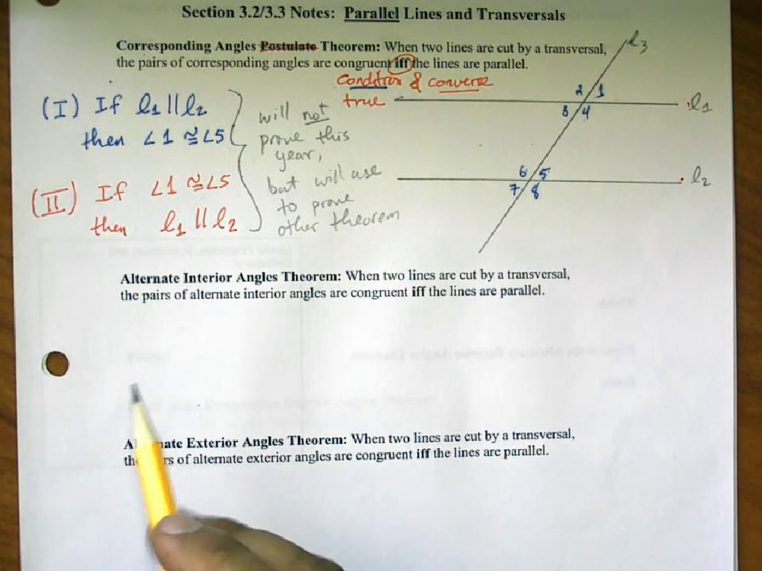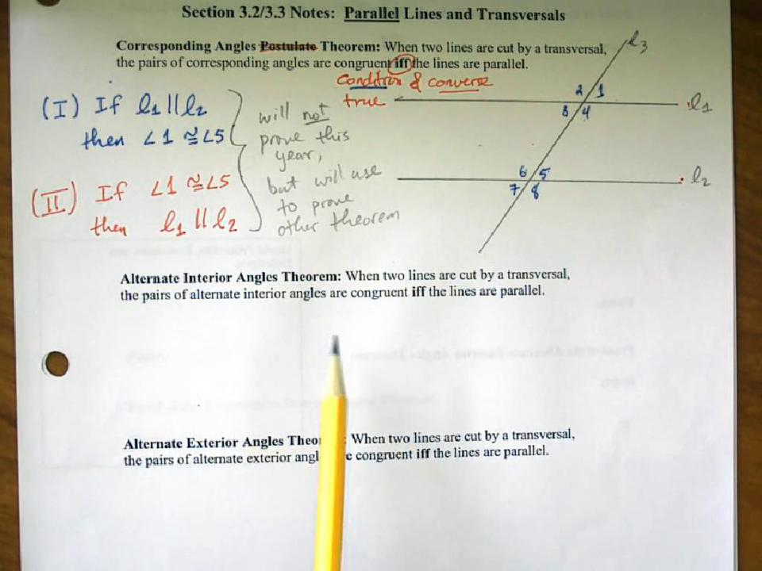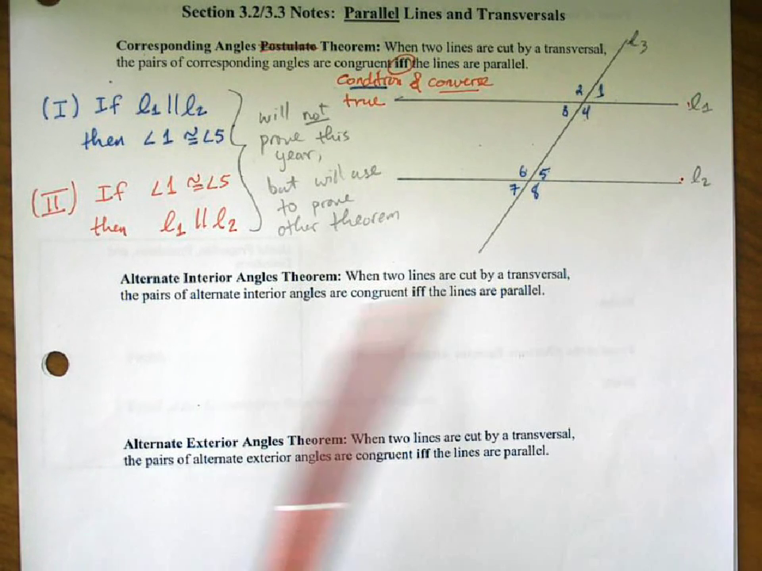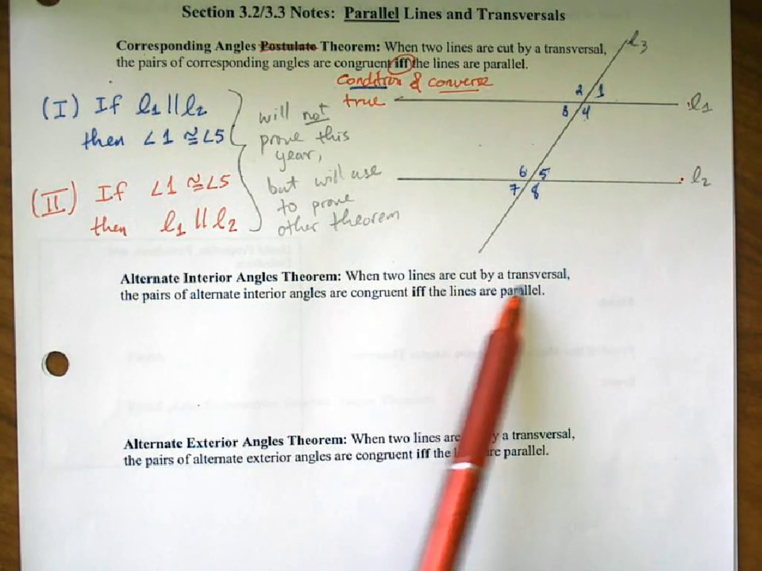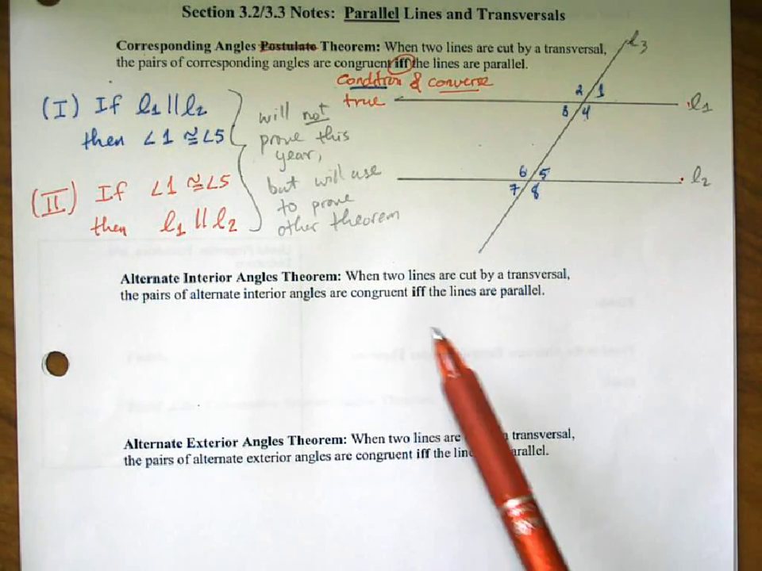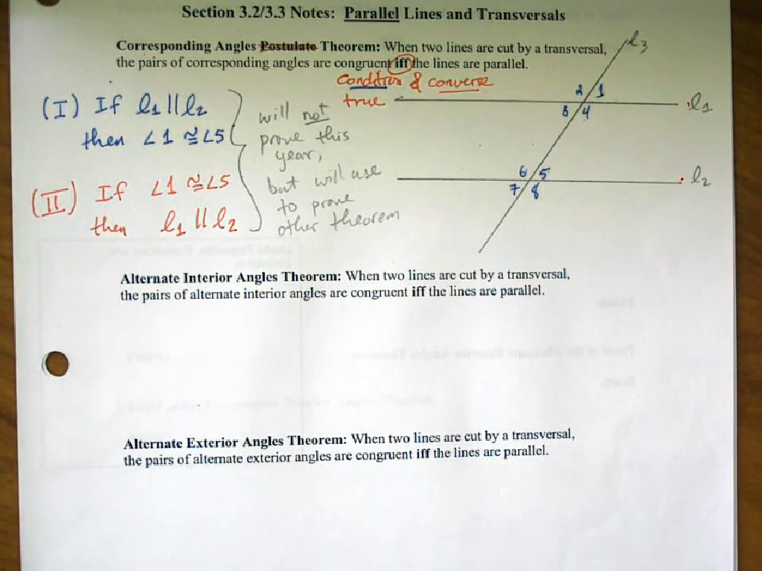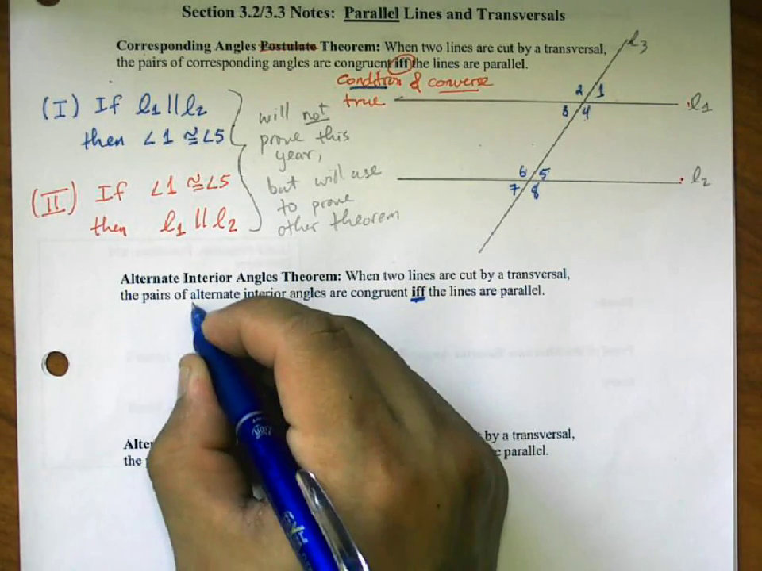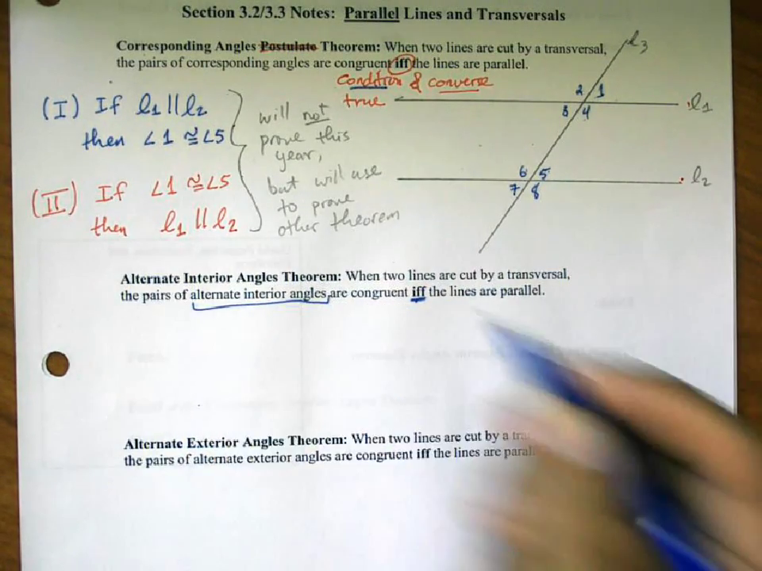Okay. So I just want to be able to list out some more theorems here and some examples. So the next one says alternate interior angles theorem. When two lines are cut by a transversal, the pairs of alternate interior angles are congruent if and only if the lines are parallel. So similar to what we had going on up here, this time we still have if and only if, but now we're talking about alternate interior angles.